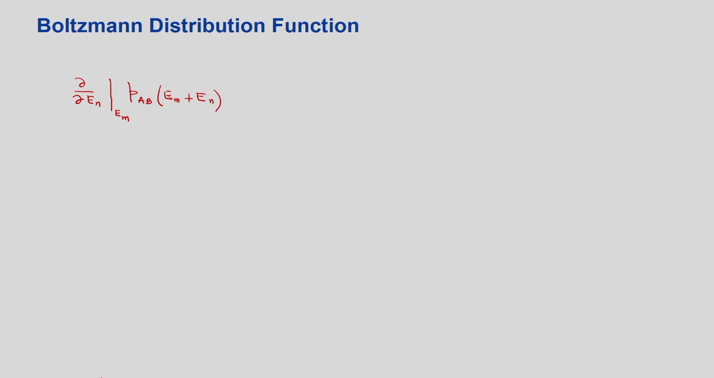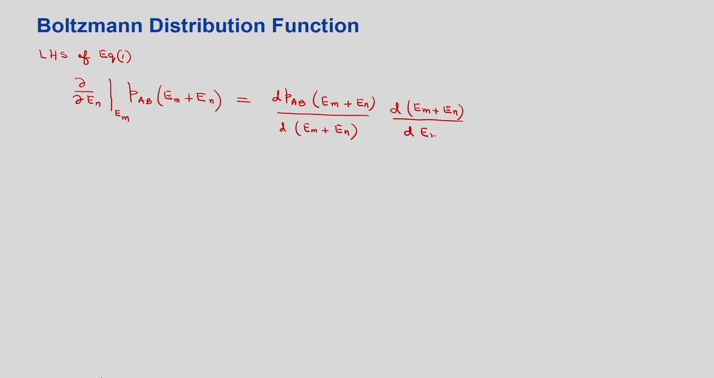So I am taking the left hand side first. Let us do the derivative of the left hand side, then we will go to the right hand side. So this is the LHS of equation 1. Equation 1 is from the previous slide. By standard mathematics, we try to make it a full derivative. PAB of EM plus EN, then the derivative is with respect to d of EM plus EN. Then we take the derivative of the expression EM plus EN, so it will be d of EM plus EN by the derivative of EN, keeping EM constant.